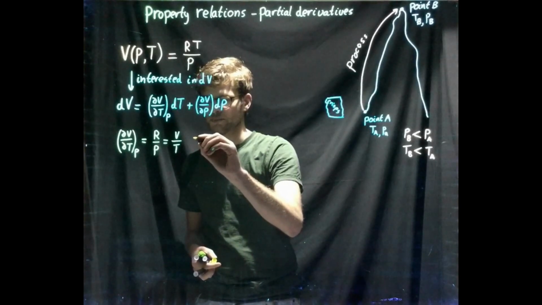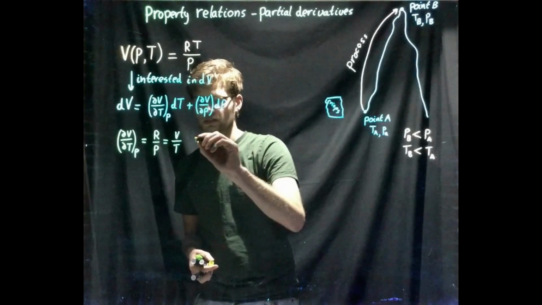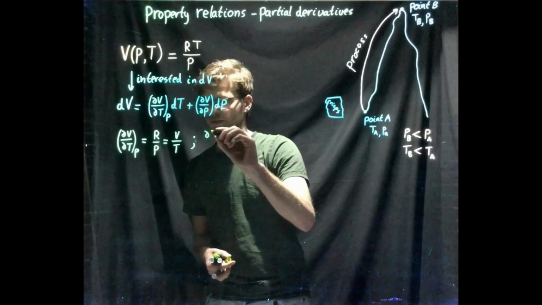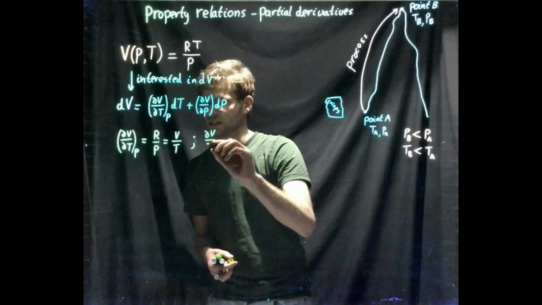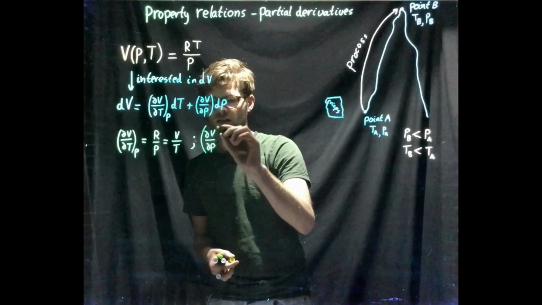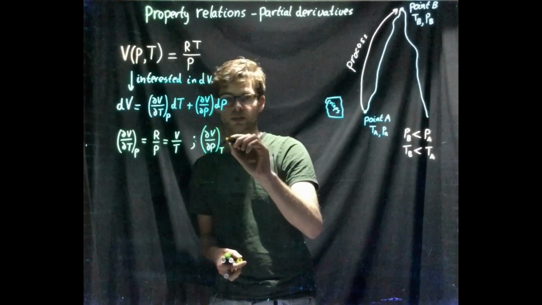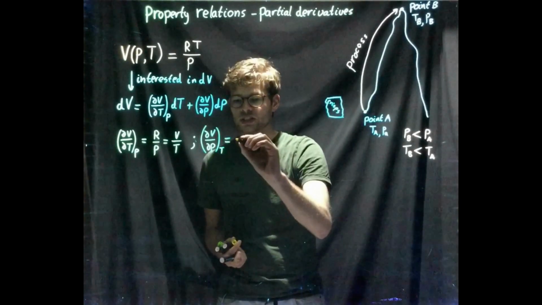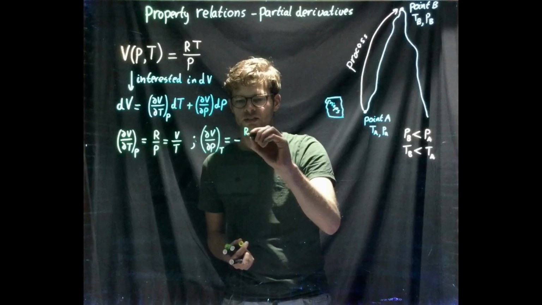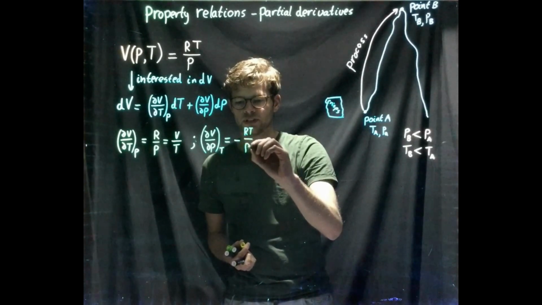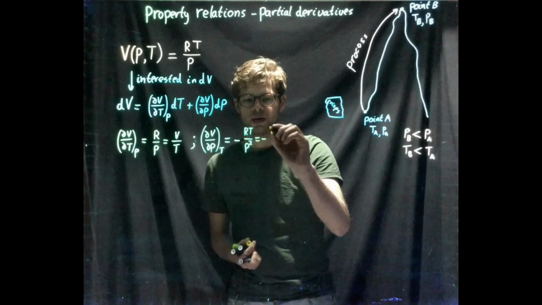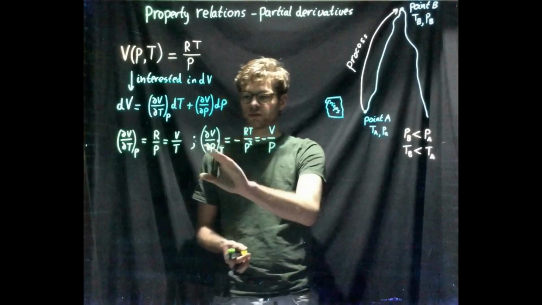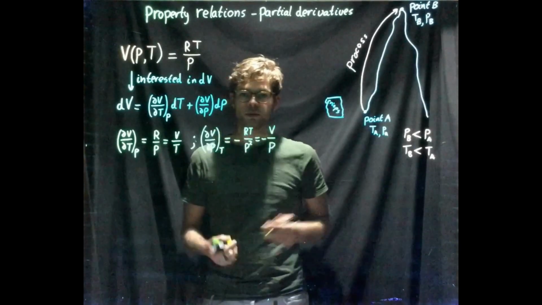Please check it yourself. And we can determine the other partial derivative, dV over dP with respect to a fixed temperature. And this is actually minus RT over P squared, or equal to minus V over P. So here we have our partial derivative of volume with respect to pressure.